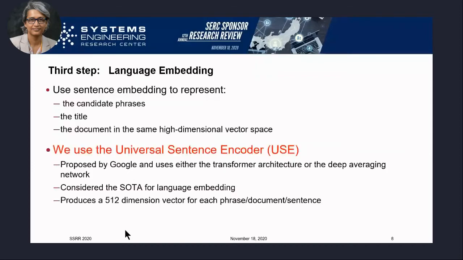Next slide, please. The third step is the actual language embedding, where we specifically use sentence embedding, which is versatile enough for us to modify it for phrases, titles, and documents. Like I mentioned before, we are using the one recently proposed by Google, and it uses either a transformer architecture or a deep averaging network. It is considered SOTA for language embedding. It produces a 512 dimension vector for each phrase, document, and sentence.